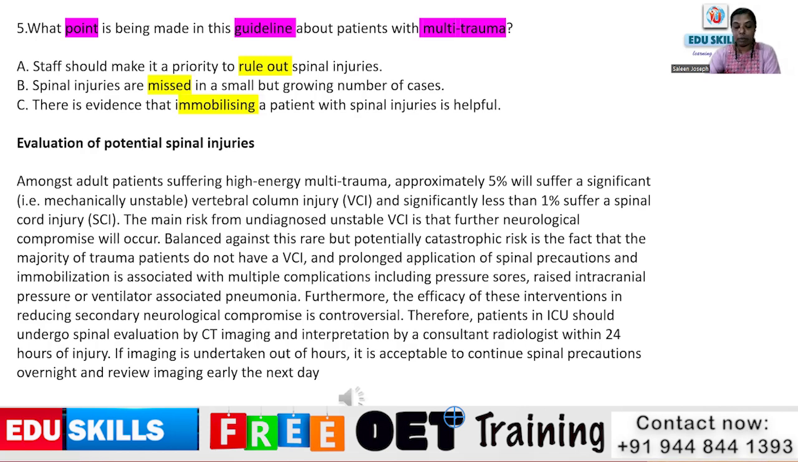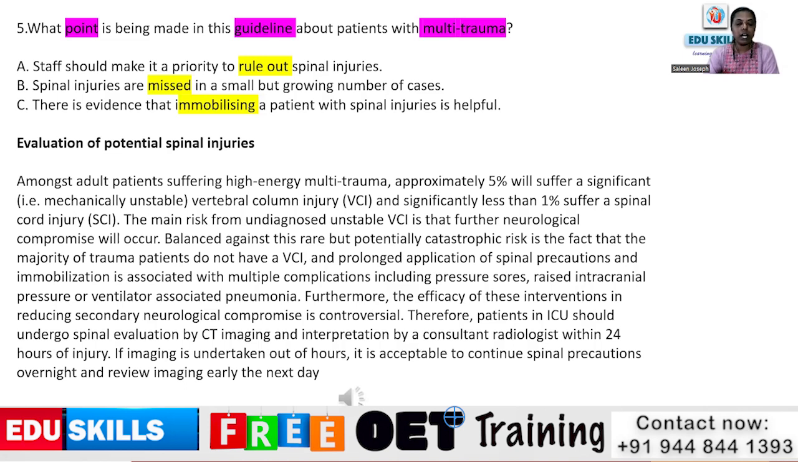Balanced against this rare but potentially catastrophic risk is the fact that the majority of trauma patients do not have a VCI, and a prolonged application of spinal precautions and immobilization is associated with multiple complications, including pressure sores, raised intracranial pressure, or ventilator-associated pneumonia. Furthermore, the efficacy of these interventions in reducing secondary neurological compromise is controversial.